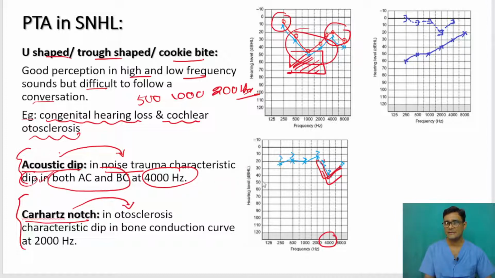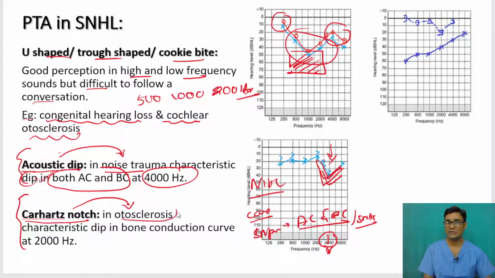So acoustic dip is seen in noise-induced hearing loss, where there is damage to the hair cells of the cochlea. Because the cochlea is getting affected, what does it mean? The sensorineural pathway has got affected. When the sensorineural pathway has got affected, air conduction and bone conduction both are affected. That is what we saw in sensorineural hearing loss. So there is a characteristic dip at 4000 hertz only. This is seen in noise-induced hearing loss, early stages.